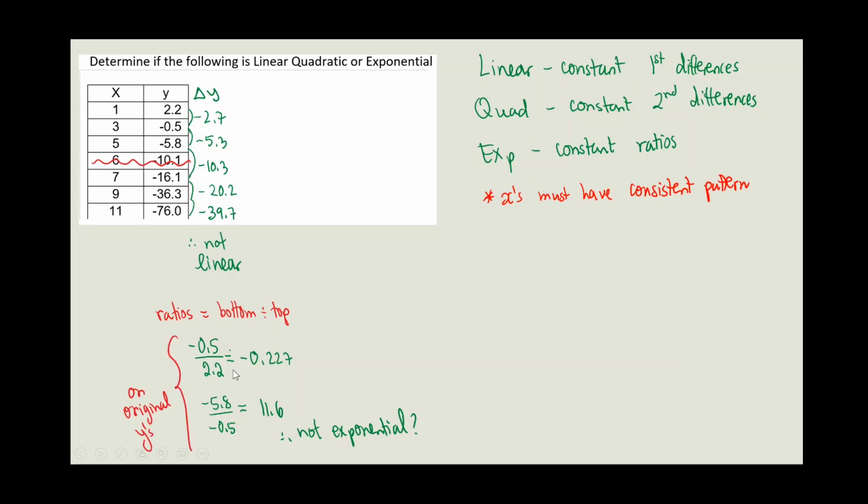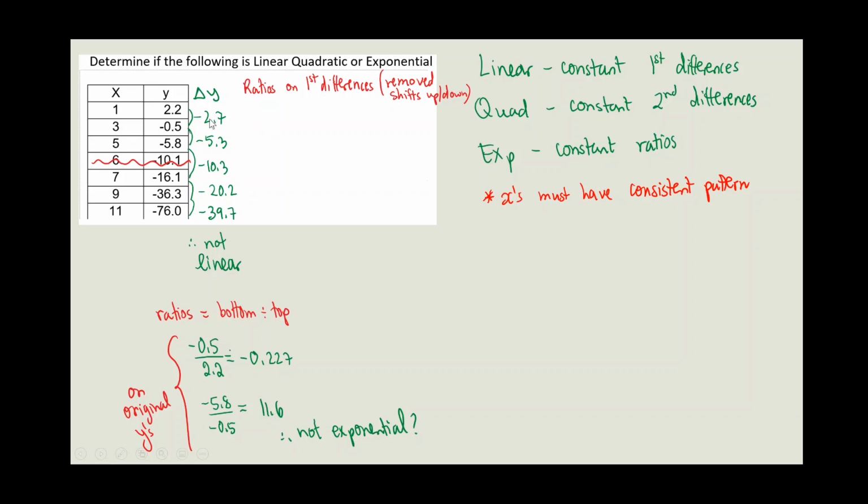However, I want you to know that if an exponential has a shift up or down, the ratios that you will see on the y's, or the outputs, will not be consistent unless you remove that shift. These ratios over here were done on the original y's. There was a reason why I kept this first difference column here and why I did them all. If the original ratios don't work, please still check ratios on the first differences.